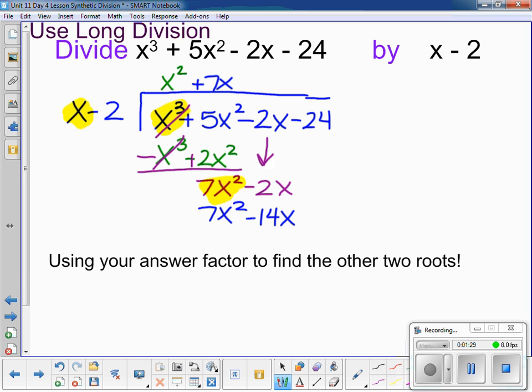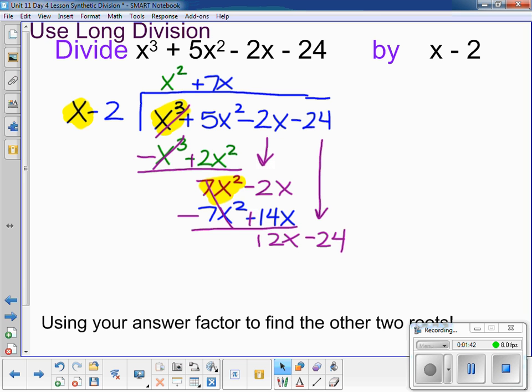And then remember, we're subtracting, so that turns to a plus. So those cancel, and I'm left with 12x. And then I have to remember to bring down the next thing I haven't used. And then I ask myself again, how does an x become a 12x now? And that means I need to multiply by 12.